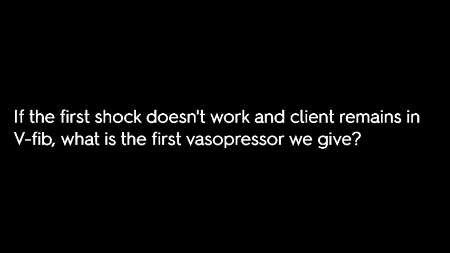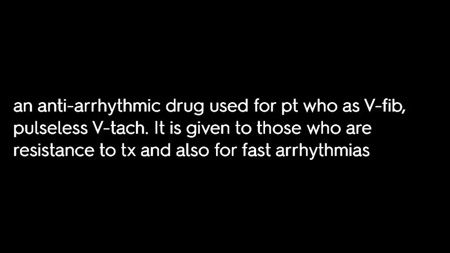Asystole, V-fib, pulseless V-tach, bradycardia. What is the priority TX for V-fib? Defib. If the first shock doesn't work and the client remains in V-fib, what is the first vasopressor we give? Epinephrine. What is amiodarone? An antiarrhythmic drug used for PT who has V-fib, pulseless V-tach. It is given to those who are resistant to TX and also for fast arrhythmias.